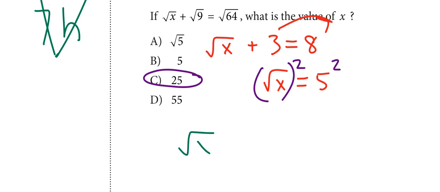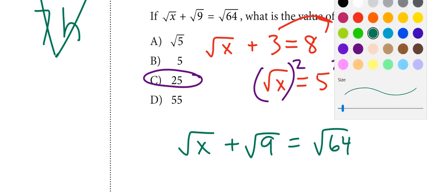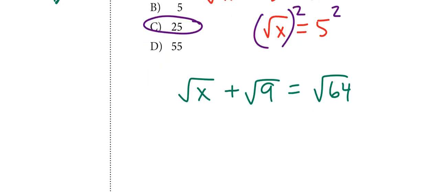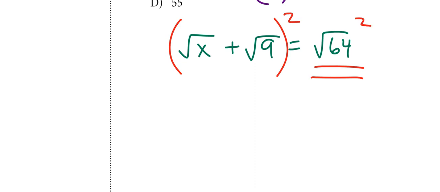So let's rewrite the original. In a lot of these radical equations, we say things like, get the radical by itself and square both sides. So immediately, lots of kids are going to see this over here, and instead of just interpreting the square root of 64 as something they already know how to do, they are immediately going to do something like this.